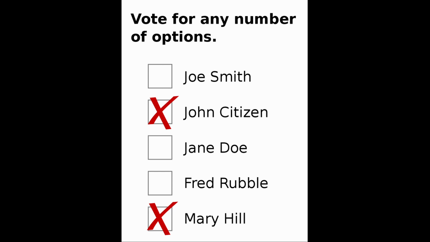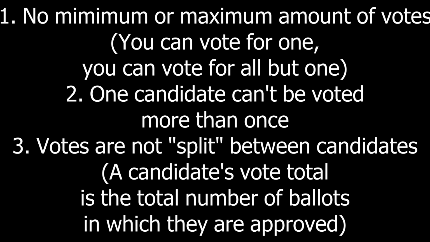Approval voting was invented recently, in the 1970s. This is a voting system that has the equal vote criterion. Here's how it works. You're still allowed to vote for one candidate, but you're allowed to vote for as many candidates as you want. In particular, there is no total limit to the number of candidates you can vote for. You can't vote for the same candidate more than once, and your vote is not split between approved candidates. Each candidate gets one vote.